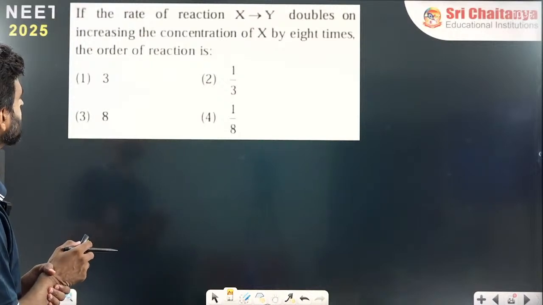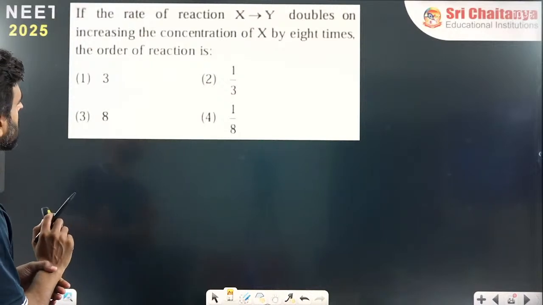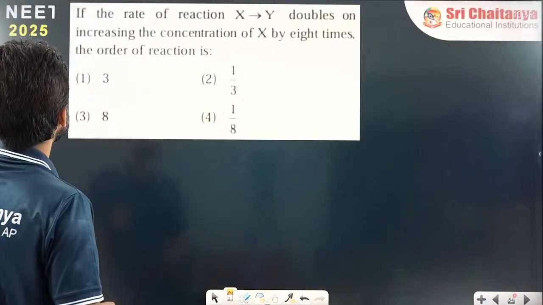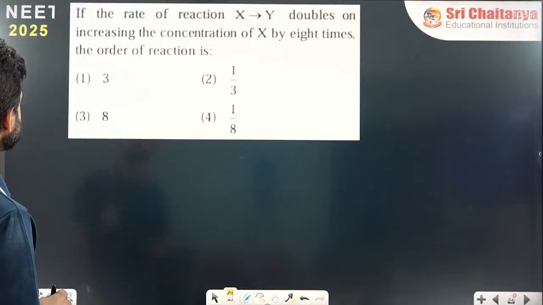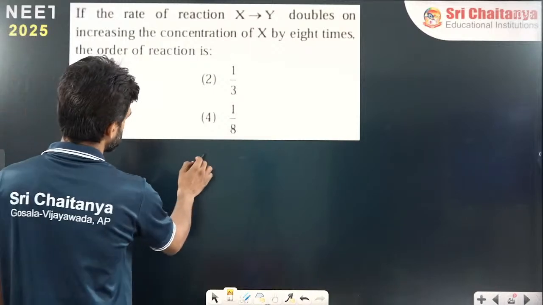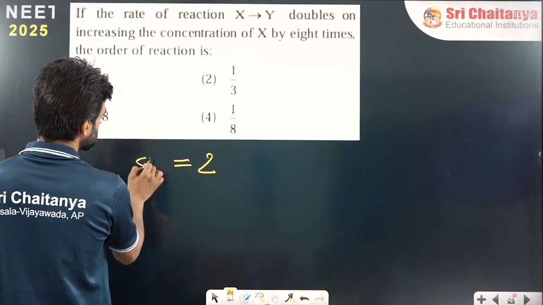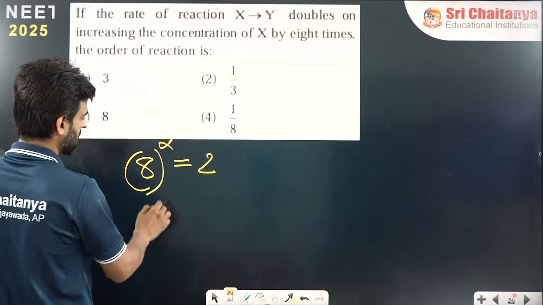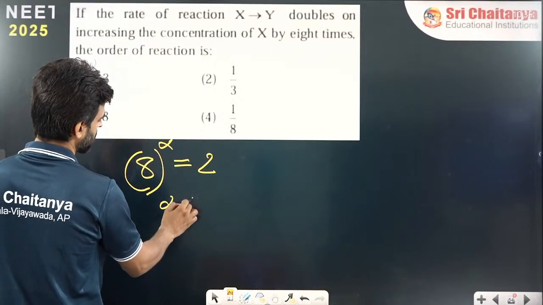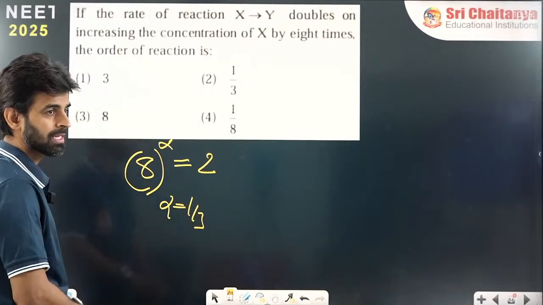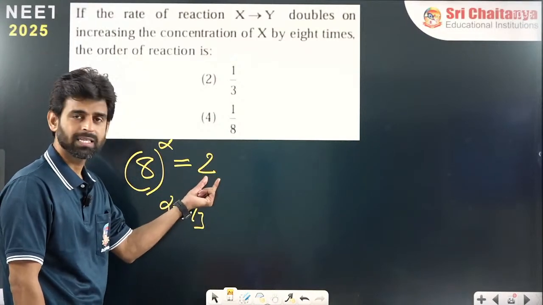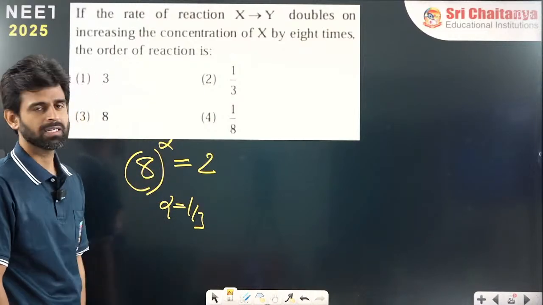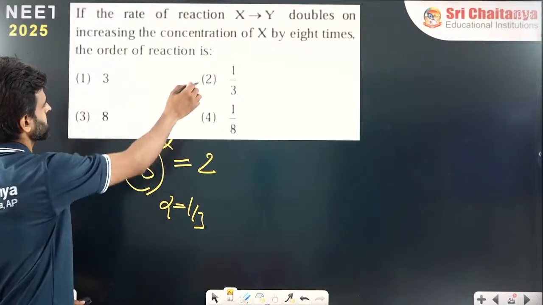Fine. They are saying the rate becomes double on increasing the concentration of X by 8 times, and I have to find alpha. But how will alpha come? 1 by 3. The rate becomes how many times? Right here. You increased the concentration how many times? Put it here in power alpha. Right? Easy. 1 by 3.